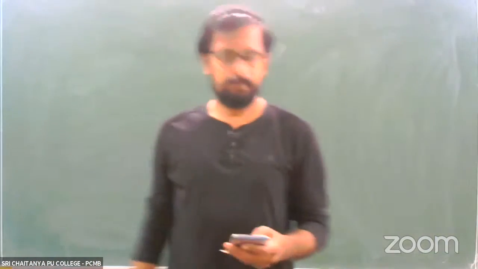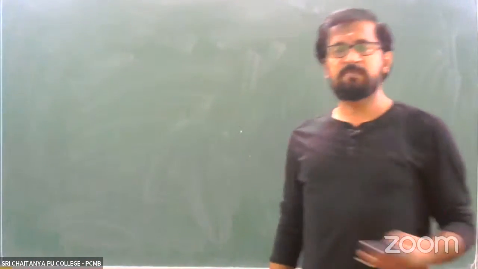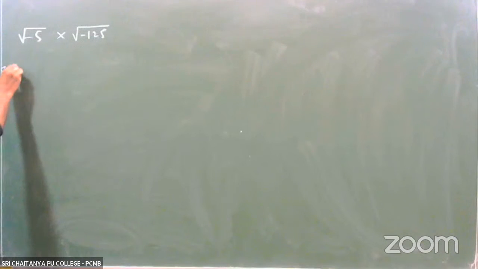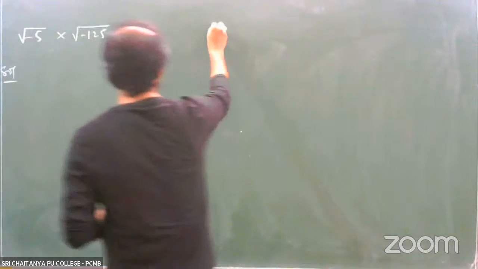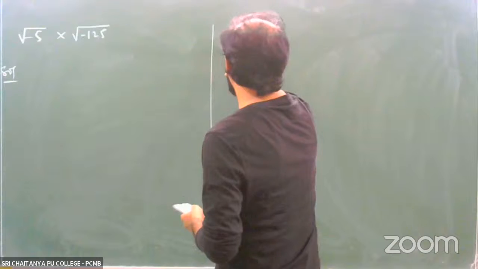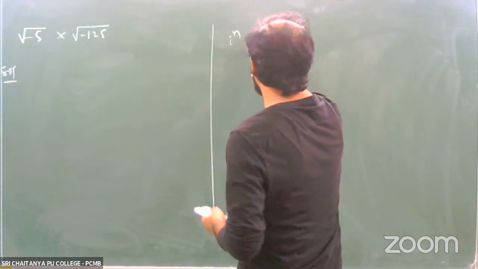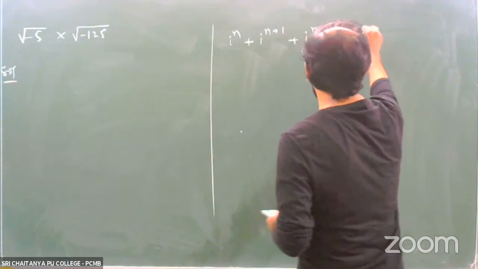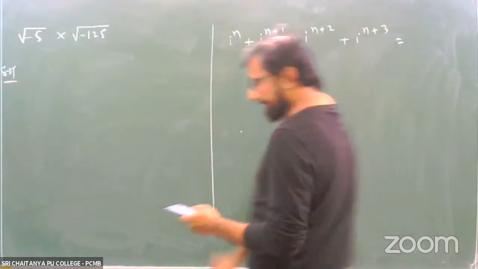Write down the problems related to complex numbers. Root of minus 5 into root of minus 125 is equal to? Find the value of this number. And the second problem: i power n plus i power n plus 1 plus i power n plus 2 plus i power n plus 3 is equal to?